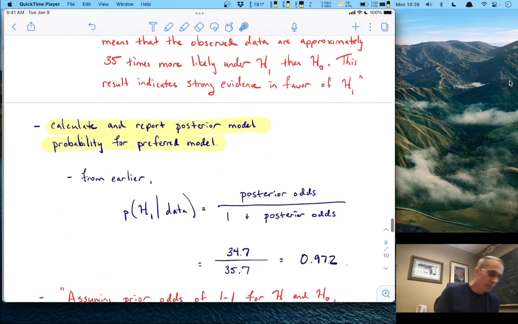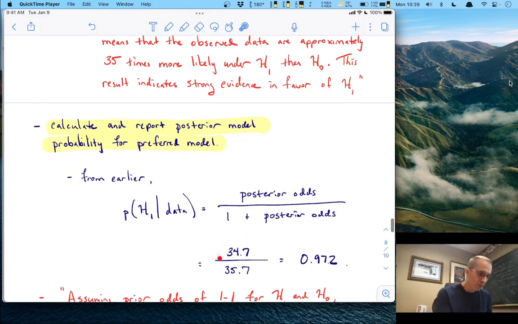Next, calculate and report the posterior model probability for your preferred model. So H1 was the winner, right? The data were much more likely under H1 than under H0. So from earlier, we know that the posterior probability for H1 is equal to the posterior odds divided by 1 plus the posterior odds. Because we used 1-to-1 prior odds, multiplying 1 times the Bayes factor gives the posterior odds. That is, the posterior odds is 34.7.